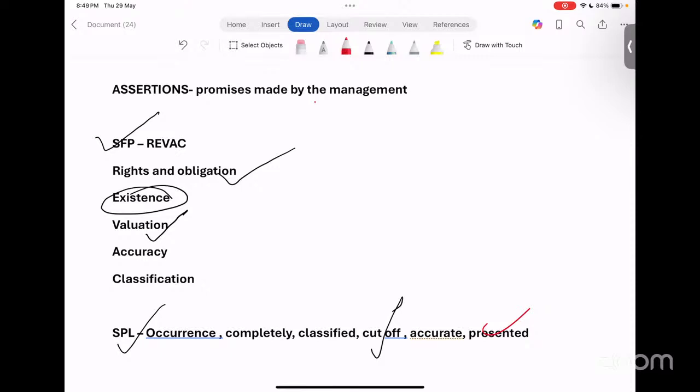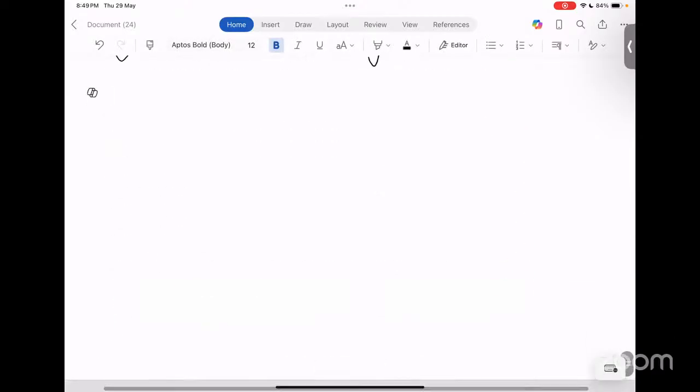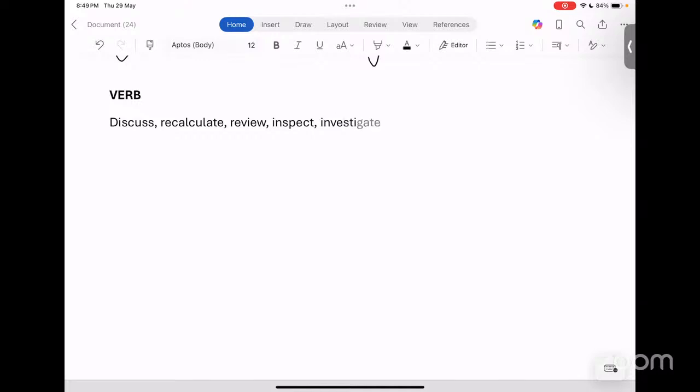So how do you write a good procedure? See, a good procedure will start from the work that you're doing. For example, a verb. Now, this verb can be that you discuss something, you recalculate something. I'm just giving you examples. This has to be a very posh word, okay? You are reviewing something, inspecting something, investigating, inquire, etc., or obtain.